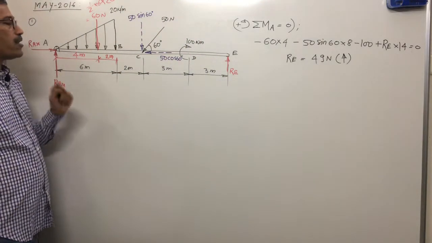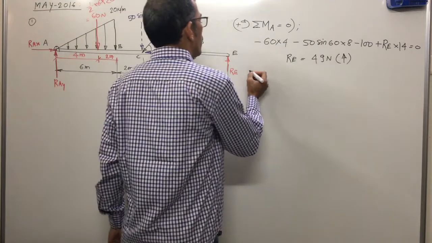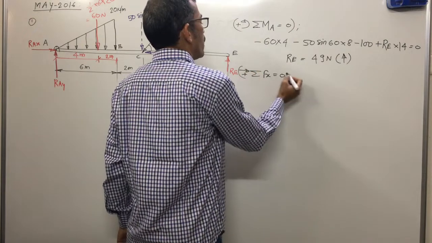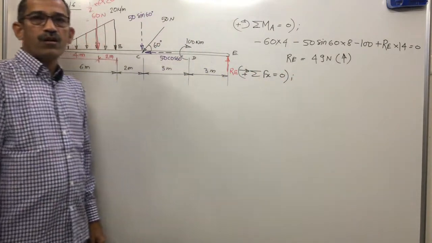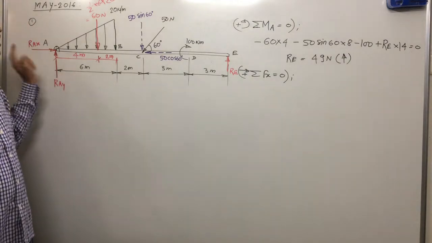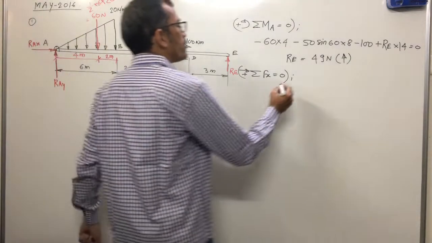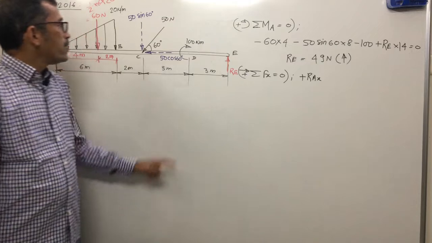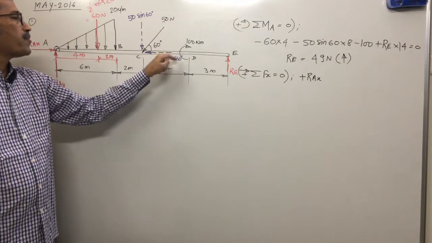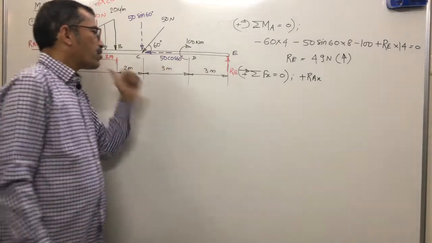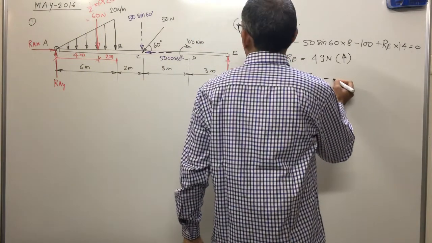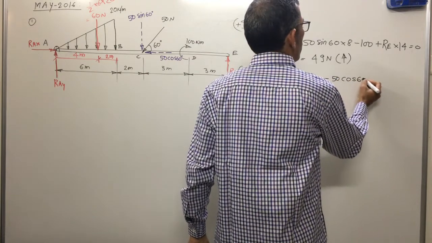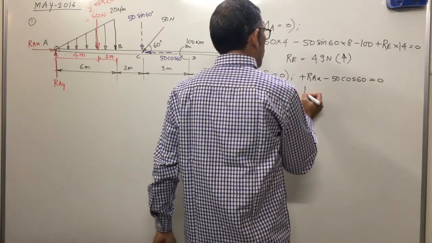Now the other reaction. Re you are getting. Summation of Fx equal to 0 will apply. That means summation of all forces along the x-axis, assuming rightward forces positive. Now concentrate on only horizontal forces. One is Rax. Rightward means positive, plus Rax. The component of 50 is in the leftward direction, 50 cos 60. This is negative, minus 50 cos 60 equal to 0.